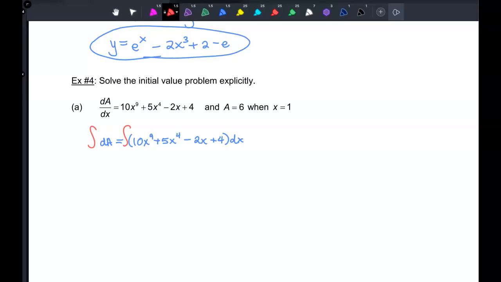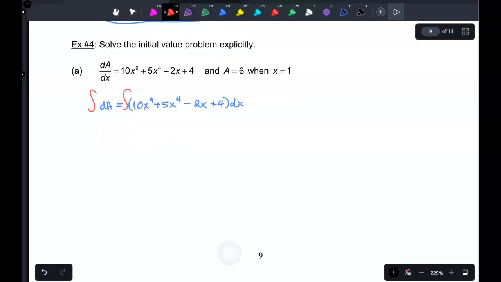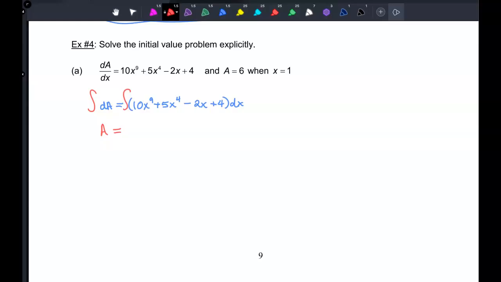All right, we integrate. On the left side, we have a equals, okay, these numbers are big, but I promise it works out nicely. 10x to the 9th becomes 10x to the 10th over 10. So x to the 10th plus x to the 5th minus x squared plus 4x plus c.